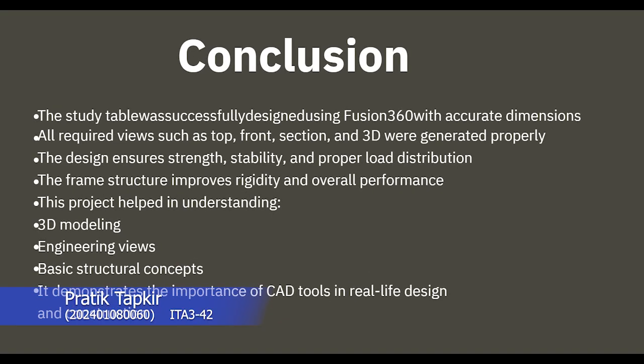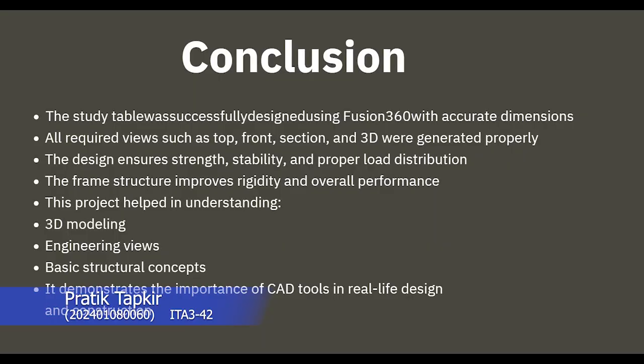Now coming to the conclusion of our project, we successfully designed the study table using Fusion 360 with accurate dimensions. All the required engineering views such as top, front, sectional and 3D views were generated properly. The design ensures good strength, stability and proper load distribution. The frame structure improves rigidity and enhances overall performance.